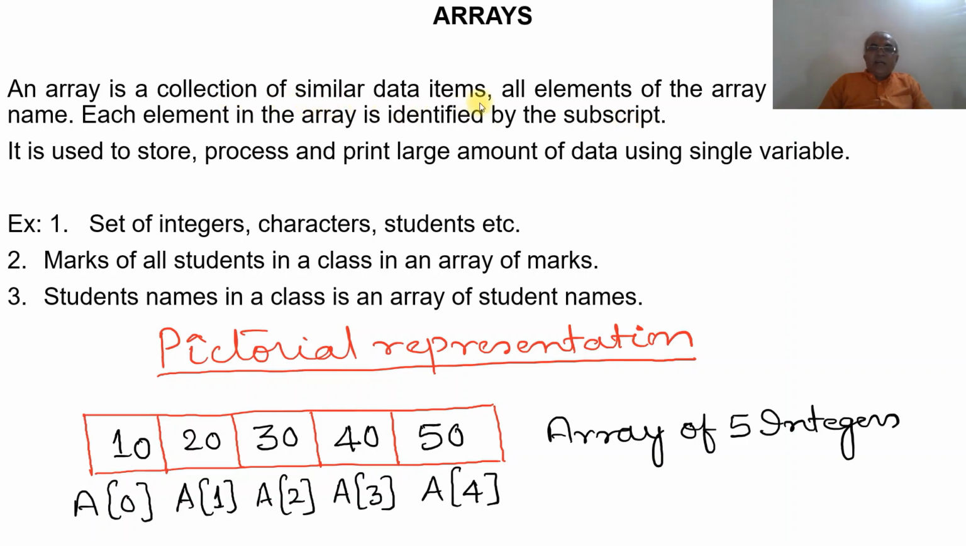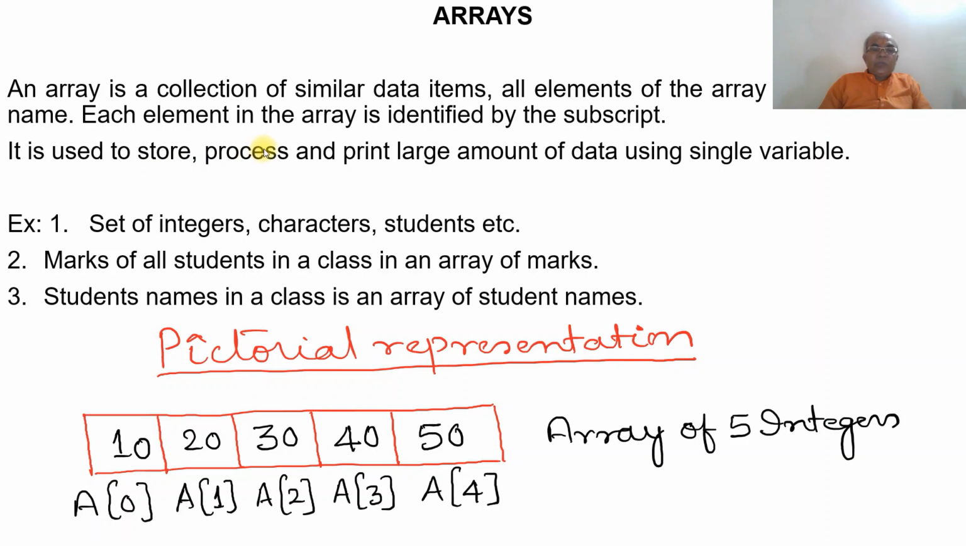A collection of similar data items. That means if it is an integer, it should be an integer. If it is a float, it should be a float. All elements of the array share a common name. That means if you have multiple data, all those data will be called by a common name. And each element in the array is identified by the subscript.